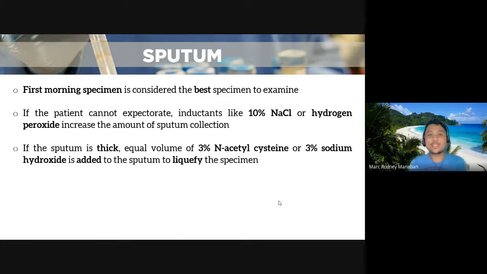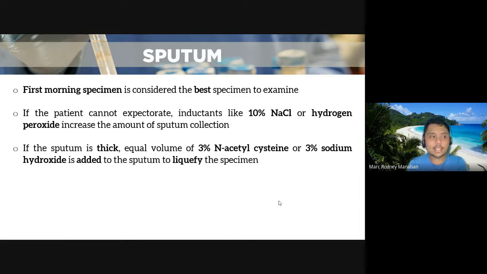Now, if the sputum is thick, okay, so we don't want na baga imong sputum, kay pwedeng ma-trap ang mga parasites within the mucus of the sputum. So we can add these substances: 3% NaCl, 3% N-acetylcysteine, or 3% NaOH. Now, these reagents are known as digestants. Okay, so pwede silang mo liquefy sa specimen.